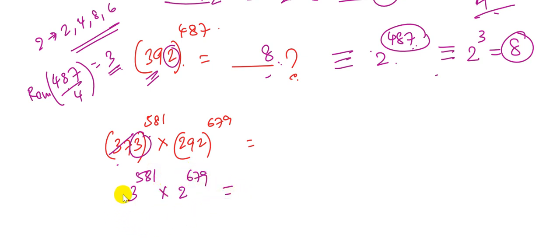So, what will be the remainder of 581 divided by 4? The answer is 1. So, this is 3 to the power 1 multiplied by 2 to the power 679. If you divide 679 by 4, the remainder would be 3. So, this would be 3 into 8, which is 24, last digit is 4.